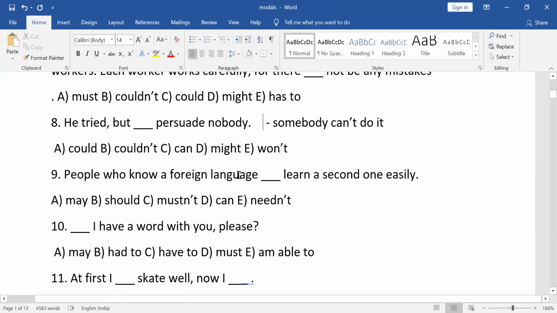People who know a foreign language dash learn a second one easily. If at all any confusion. Yeah, I got an answer from your side. May or can. People who know a foreign language may learn, chances are there, fine, or can also, I would say, okay, may is better. Fine.